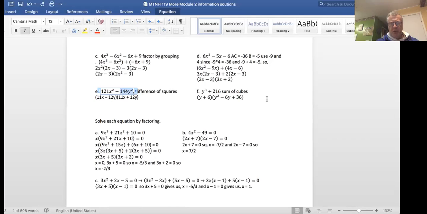F is a sum of cubes. There's sum and difference of cubes. Again, these are formulas. You figure out what you had to cube to get y cubed. Well, it's y. And then what do we cube to get 216? Remember, that's third power. You'd have the third power of 6. Okay? And so the form for this is y plus what I cubed, 6, and then y squared minus what I cubed times y plus what I cubed in the second slot squared.